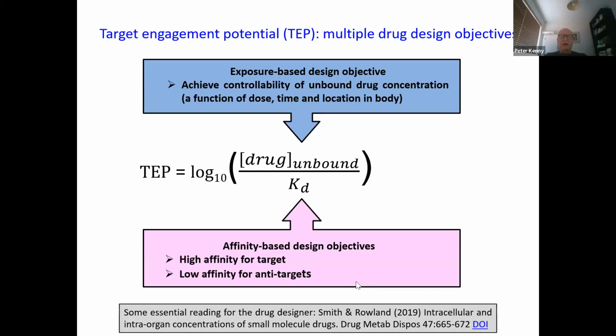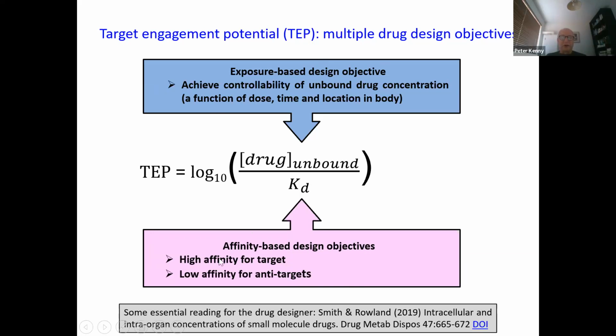So I thought we'd start off with what are we actually trying to do when we design drugs? And I'll introduce you to something I call target engagement potential. So I think when you're doing drug design, it makes sense to try to understand exactly what you're trying to do in molecular terms. So first, design objectives are the affinity-based design objectives.